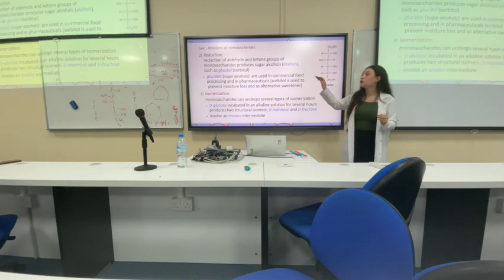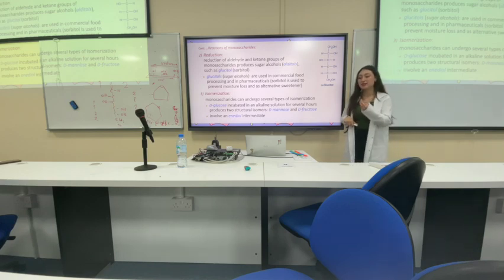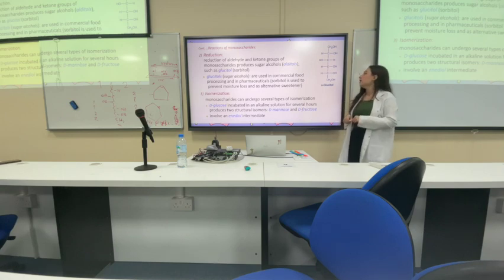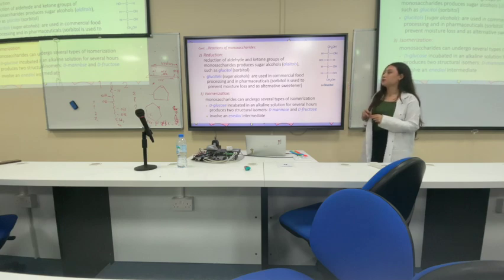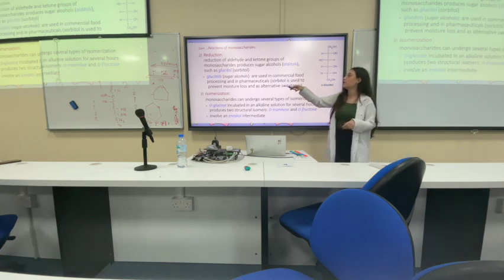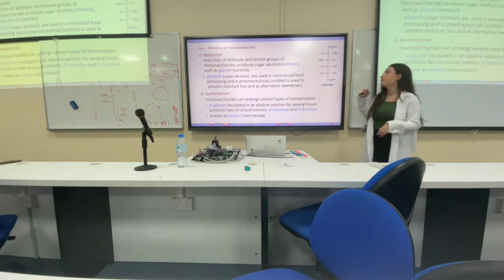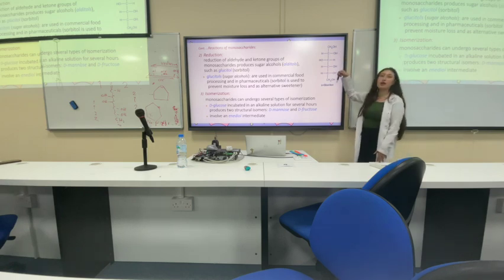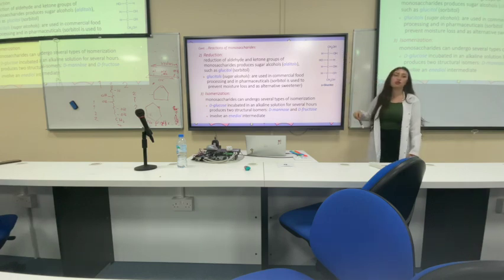They become alditols, like glucitol, or we call it sorbitol. Have you heard of sorbitol before? Yes, and they use it as a sweetener. Okay? So here they give you the sweet taste but they're not the actual sugar. Lactitol is used in commercial food processing and pharmaceuticals as an alternative sweetener. They are very, very used. Basically what happened here? It became an alcohol, right? It's basically just an alcohol with the same structure as glucose.